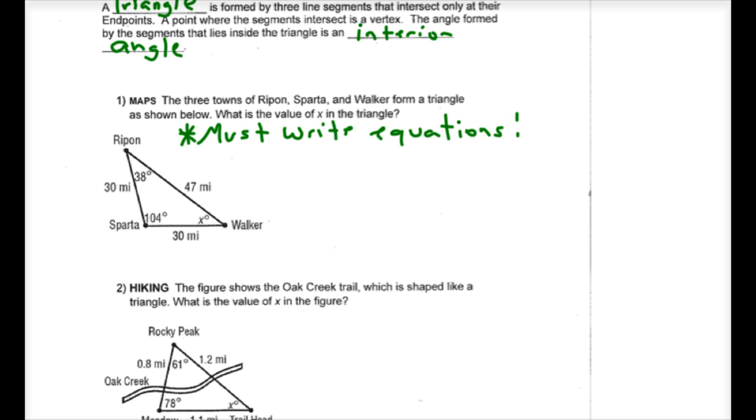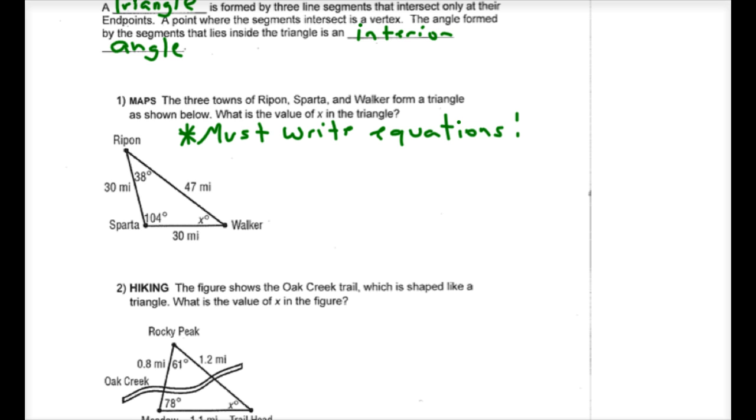Which basically means you cannot just grab your calculator and get the answer. I'll show you how I'll let you get away with saving yourself a little bit of time. There's a map of 3 towns, and the distances between them make a triangle. The angle right at Walker there.